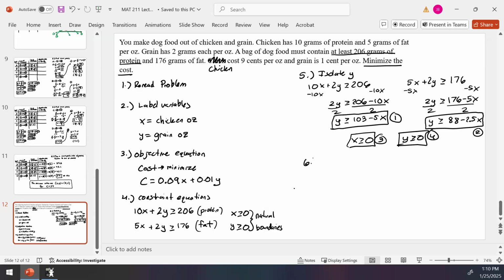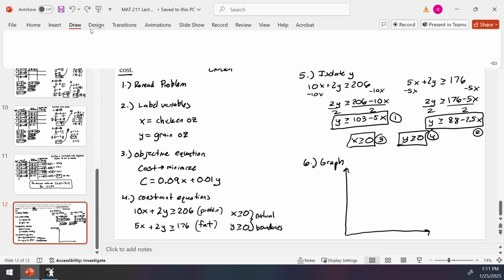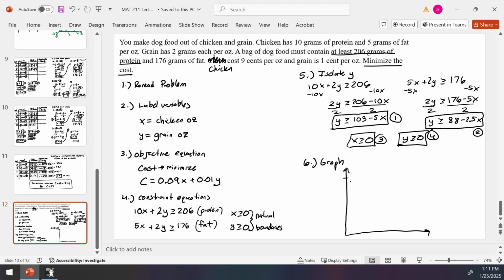So step 6 is to graph. Again, because of the x greater than or equal to 0, y greater than or equal to 0, I don't have to worry about negatives. And then we graph our equations. So equation number 1 has a y-intercept of 103. And then graph number 2 is going to have a y-intercept of 88. So that's what I would always draw first, right?